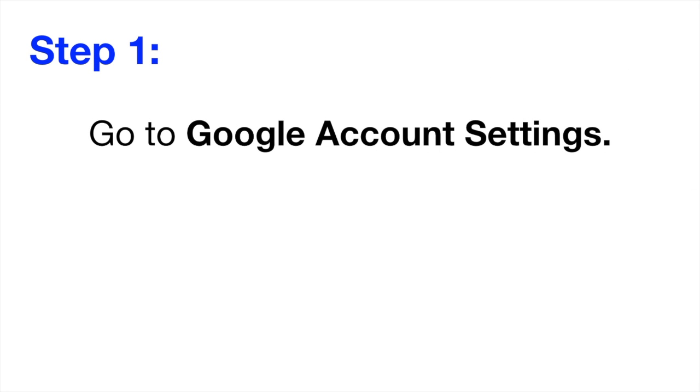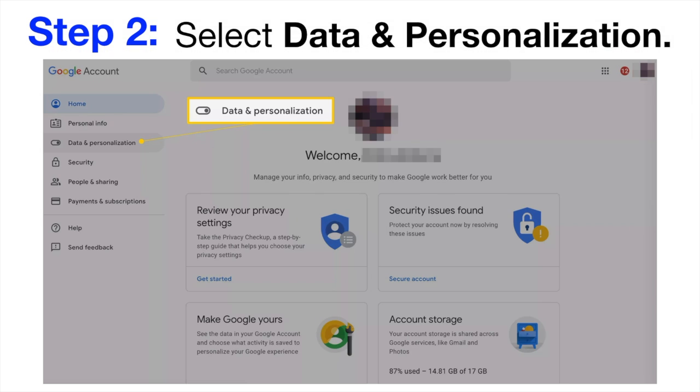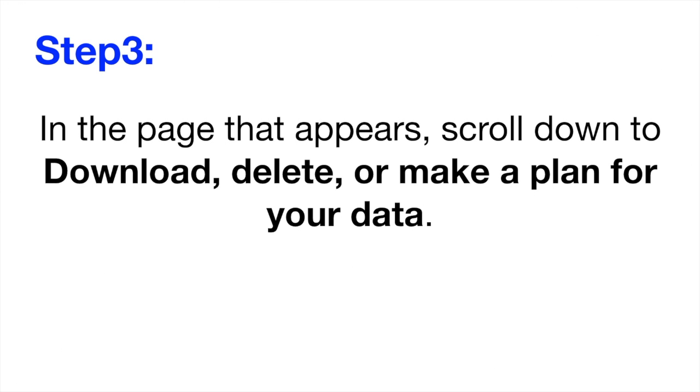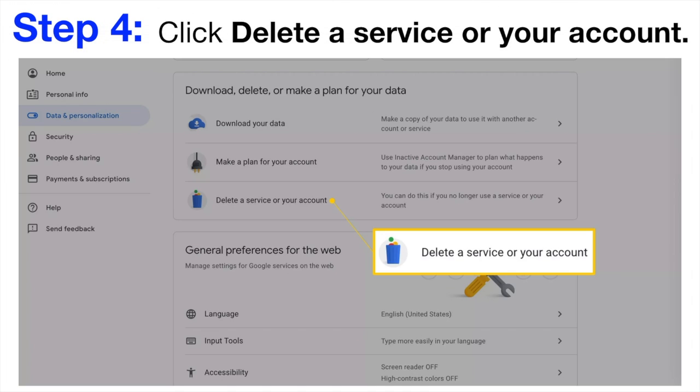First step is to go to Google Account Settings. Second step is to select Data and Personalization as shown in the screenshot. In the page that appears, scroll down to Download, Delete, or Make a Plan for your data. Fourth step is to click Delete a service, or your account.